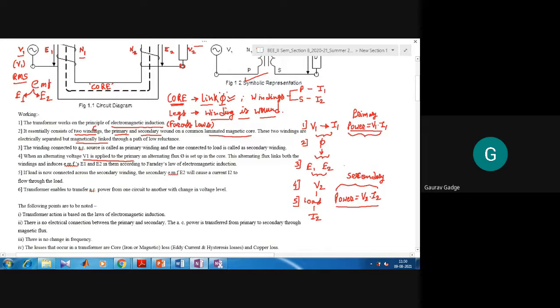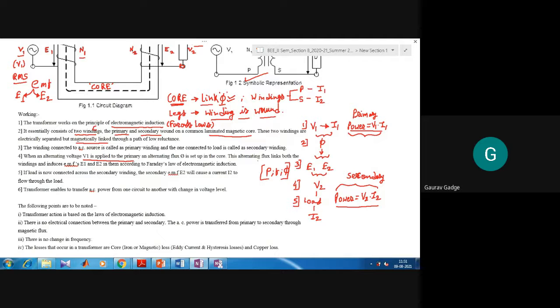So here there are three parameters. First parameter is power, another parameter is frequency, and third parameter is flux. These three parameters are constant, and no change occurs in them. So all of you please remember, power, frequency, and flux are constant, and voltage and current, both parameters, are changed.